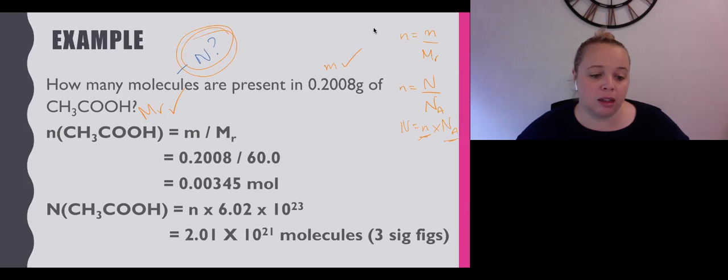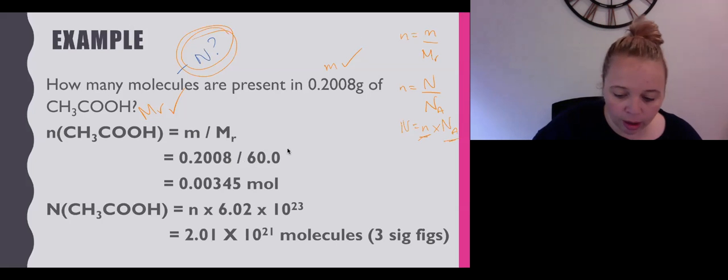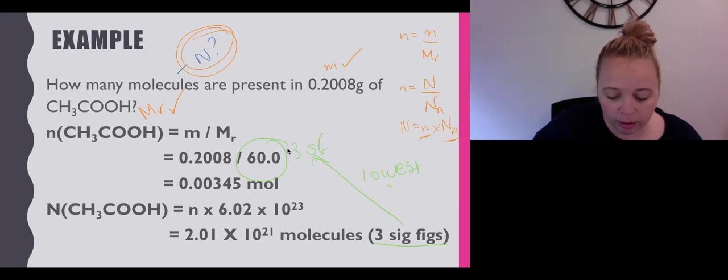We're going with 3 sig figs because the highest initial, why did I go 3 sig figs? Is because this one here has got 3 sig figs and that was in your question stem. So that one there is my lowest accuracy. So I'm going to go with 3 sig figs for this question.